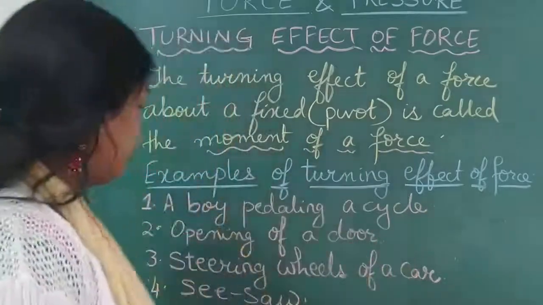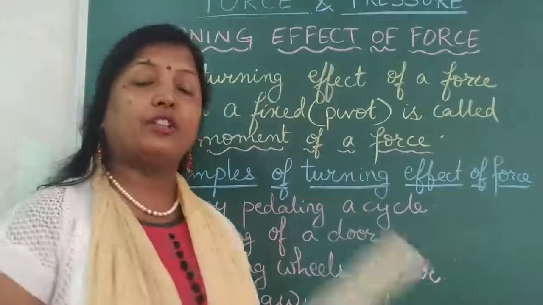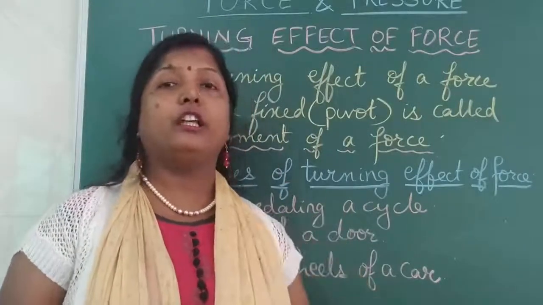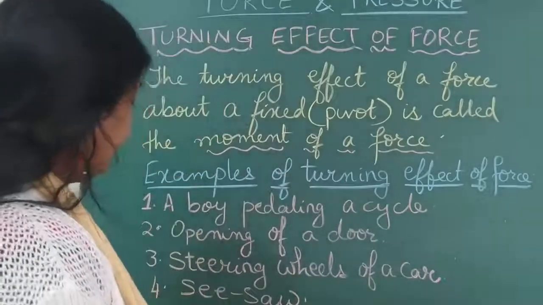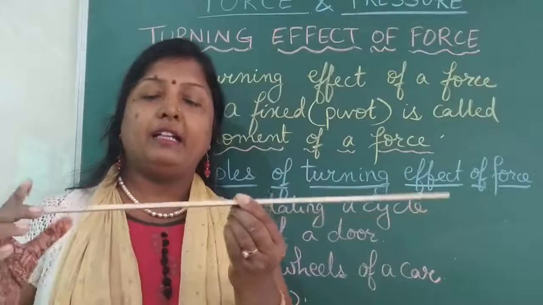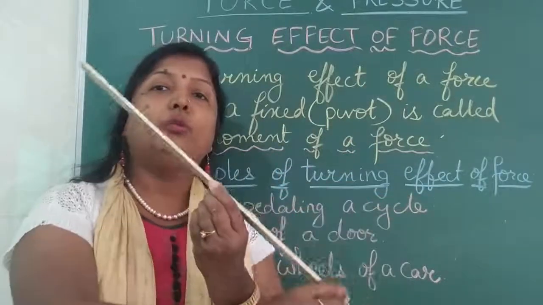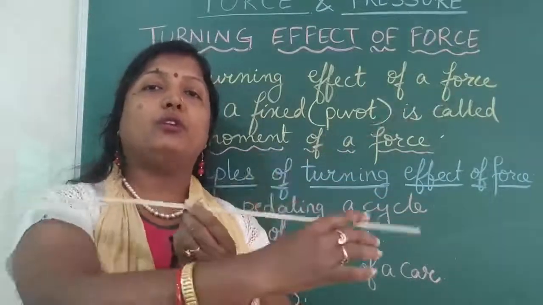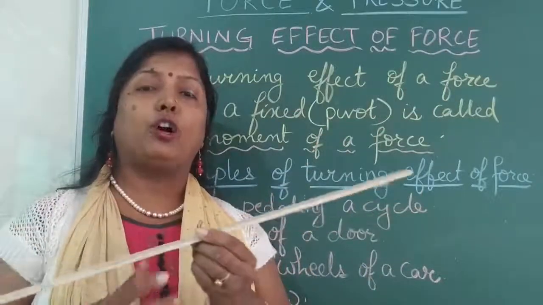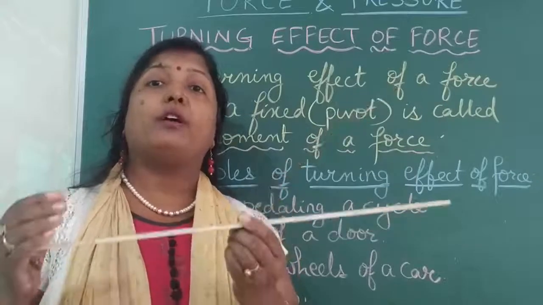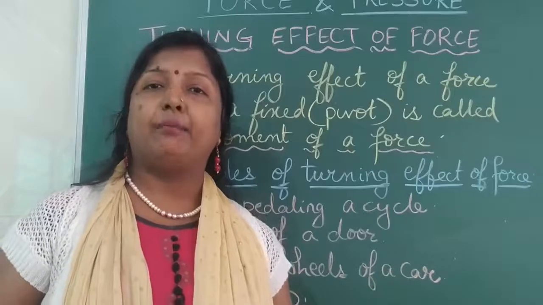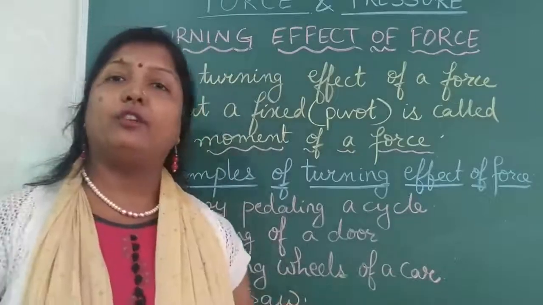So next, steering wheels of a car. Steering wheels of a car are again fixed at a point. So the turning effect is brought about. Then the seesaw. You see, in a seesaw also it is fixed at a point and the other two ends are allowed to move. So this movement is also the movement of force, or the torque produced by a force when a body is fixed at a point. So these are some examples of the turning effect of force.